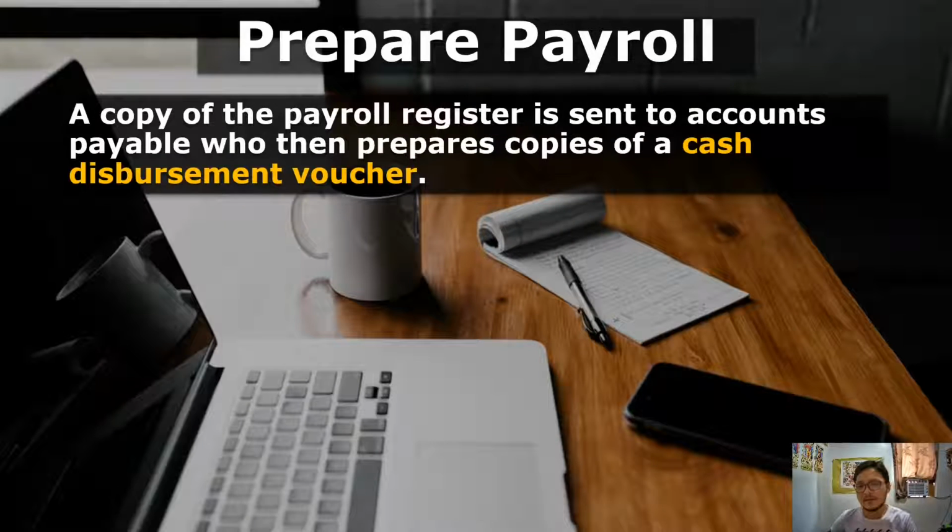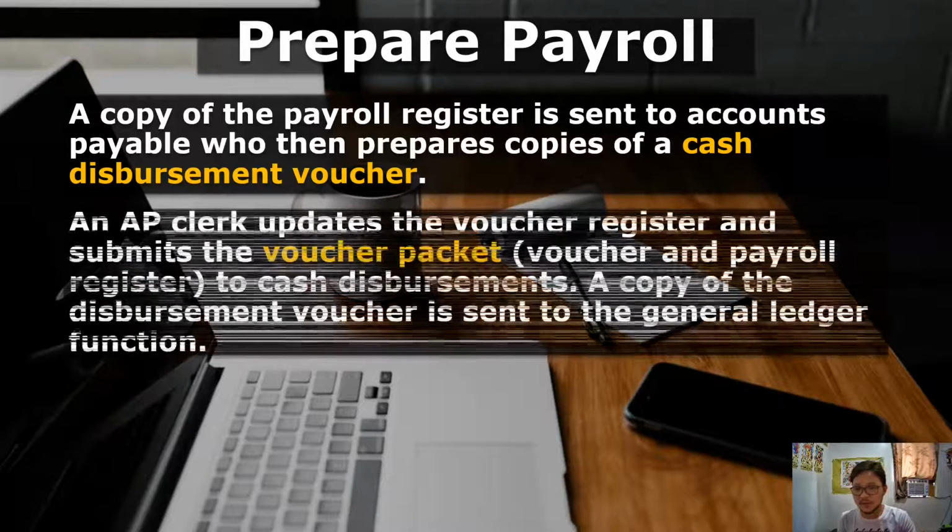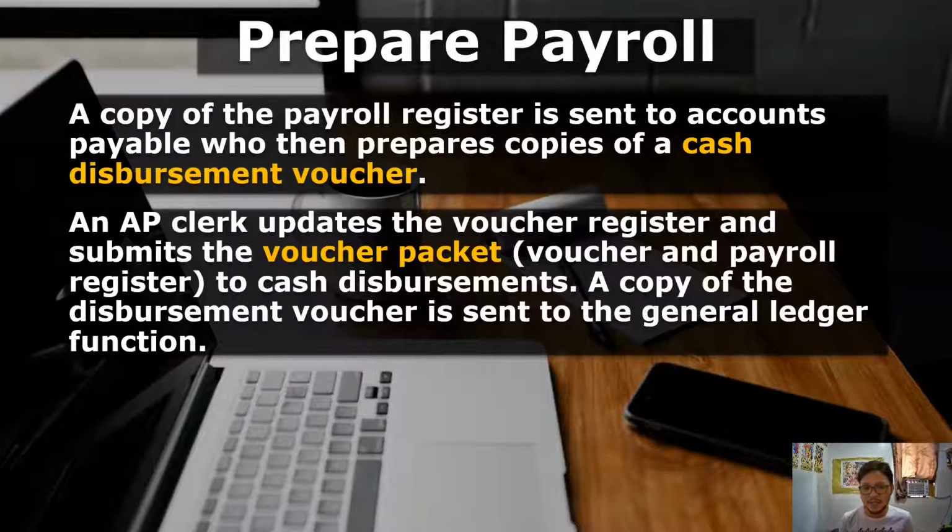Next would be the payroll register. A copy of that will be sent to accounts payable, who then prepares cash disbursement voucher. So after the preparation of the cash disbursement voucher, an AP clerk updates the voucher register and submits the voucher packet to cash disbursement. So ano ngayon? Accounts payable, you will receive the payroll register, you will make the disbursement voucher, and then you will record that disbursement voucher into a voucher register, and you will forward the voucher packet to the cash disbursement department.